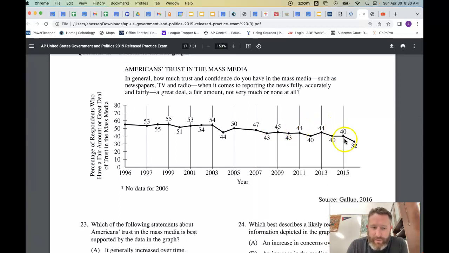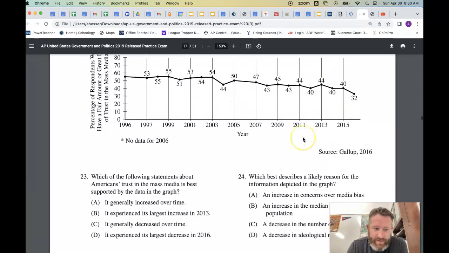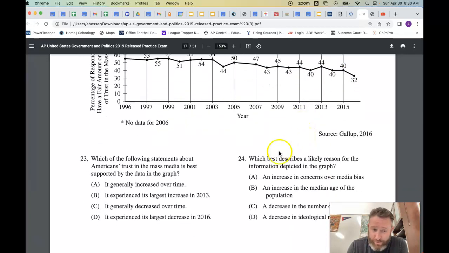And ultimately, you have the percentages over here. It's a little difficult to read, but this looks like a pretty precipitous drop, and it's from 40 to 32, that's an 8% drop. Look, 2003 to 2004, 54 to 44, 10% drop. It looks like that might be the biggest drop. It's not. So D is not true. The answer is C.